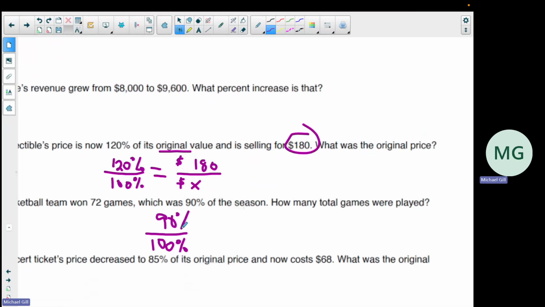So the tough part of this one is, which one of the nine, like, what is this number? What is this 72 number? Is that the full number of games? Is that the partial number of games? Because I need the full number down here. The original, the full, the total, what happened first.